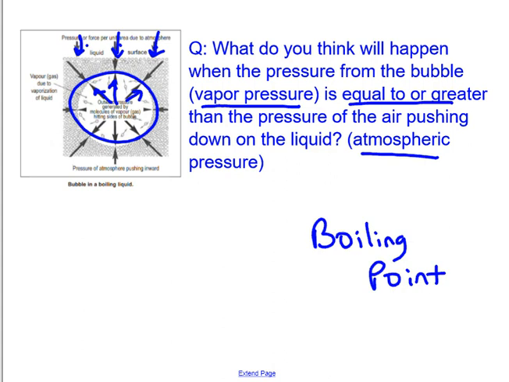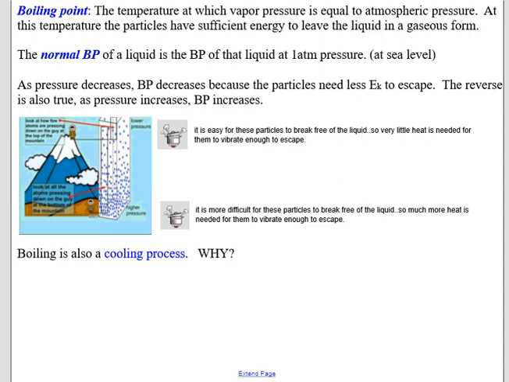Because boiling point is dependent only on the pressure of the molecules under the surface and the air pressure above it, we can actually make liquids boil at any temperature by changing the amount of pressure above the surface of the liquid. So boiling point happens at that temperature where vapor pressure is equal to atmospheric pressure.